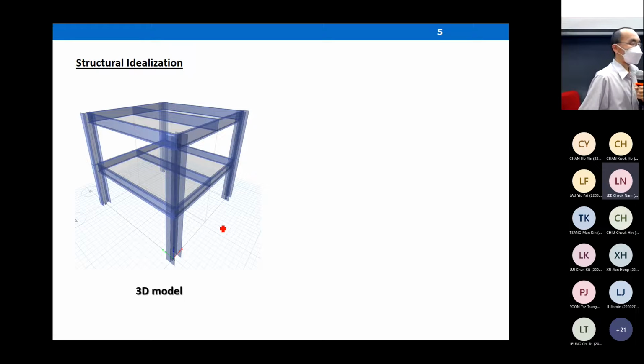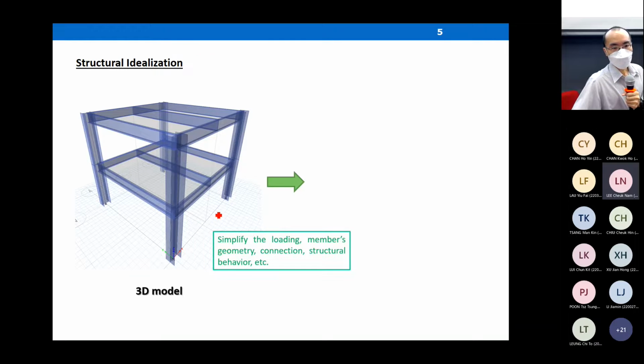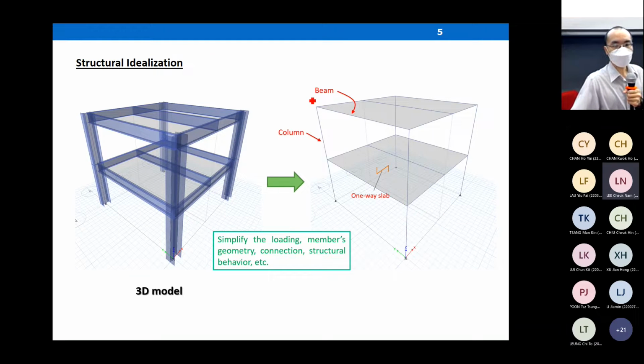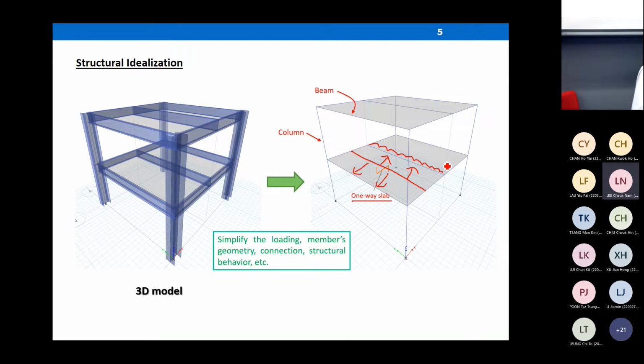You can also use this concept for a 3D frame structure. You can simplify the loading and the member geometry so that it becomes something that you can analyze. Say, for example, you can change the slab to a one-way slab. One-way slab tells us what? One-way slab tells us the load distribution, right? For a one-way slab, the loading goes to the left or to the right in the form of uniformly distributed load. This is the condition of a one-way slab. A one-way slab tells you the load distribution on the adjacent beams.